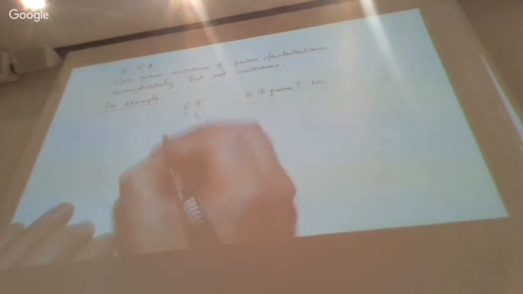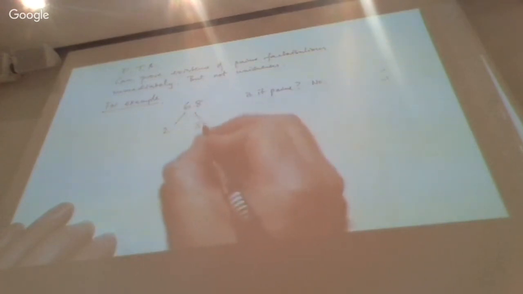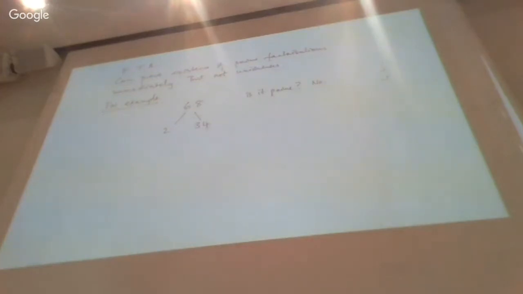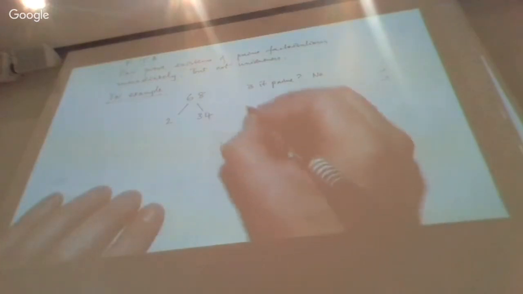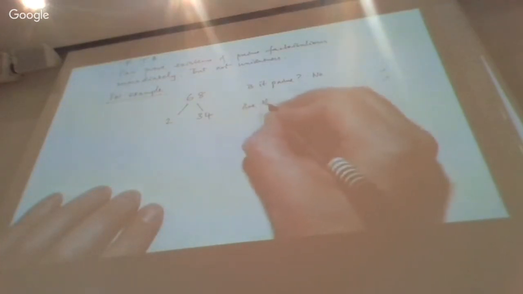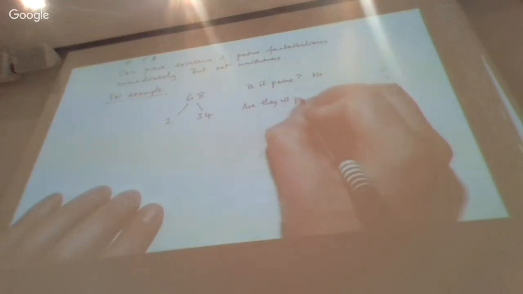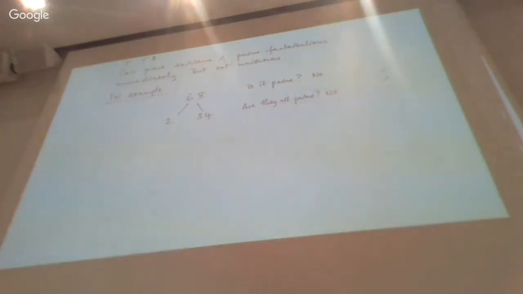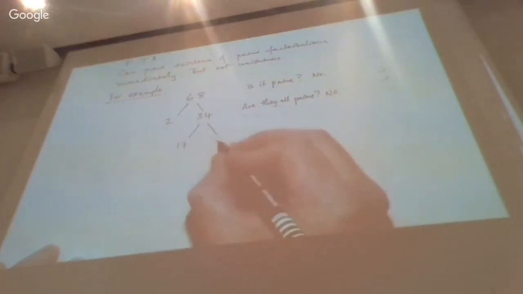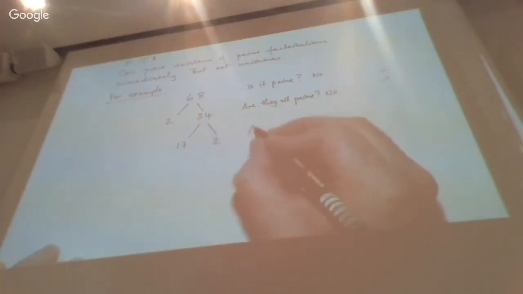So we then write down some kind of factorization of it, any old factorization. So 68, is it prime? No. So 2 by 34, and then you ask the question, are they all prime? All the factors you're looking at? Okay, 2 is prime, but of course 34 is not prime. 34 we can write as what? 17 times 2. Are they all prime?